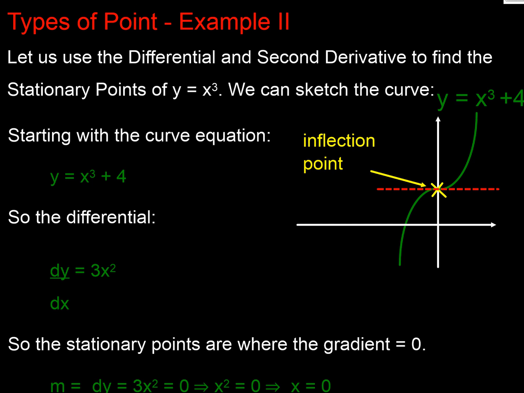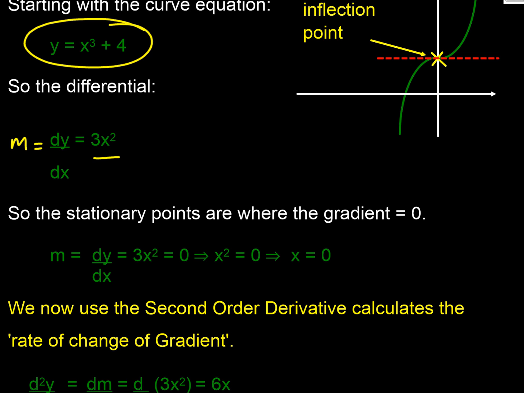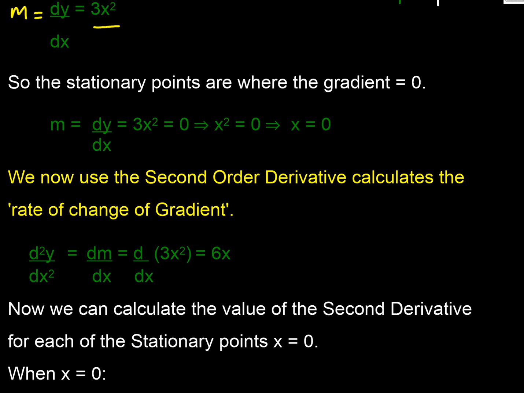Let's have a look at an example that will help us with inflection points. If we take our function as y equals x cubed plus 4 and differentiate that, we find dy by dx, our gradient m, is 3x squared. The stationary point is where the gradient is equal to 0. So 3x squared equals 0, therefore x squared is 0, which means x is 0. So we've now got one stationary point, not two as we had in the previous one, just one.